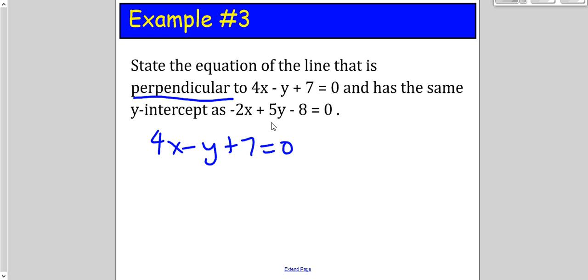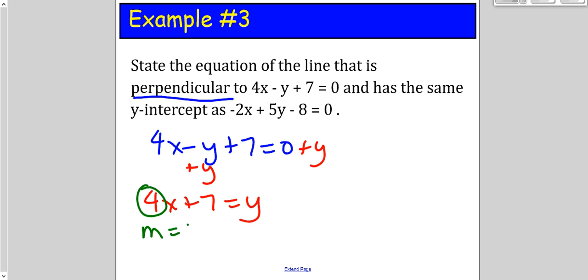Okay, so to figure out your slope, remember it has to be in y equals mx plus b form. So I'm going to take this negative y and add y to each side, leaving me with 4x plus 7 equals y. All right, and now I really like this because now I have y all by itself. There's no number in front of it, which means that this 4 has to be the slope of that equation.